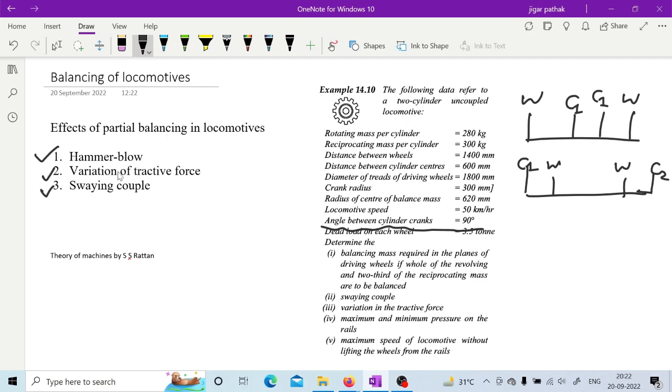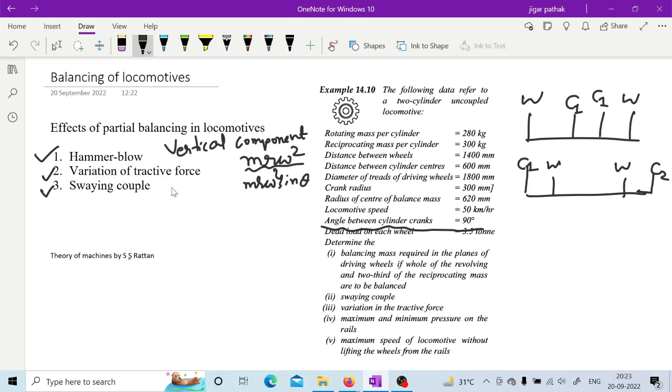So hammer blow is nothing but the vertical component which is trying to lift the locomotive, right? It is the vertical component as we have seen, and it has a maximum value of m r omega square, because its vertical component is nothing but m r omega square sin theta, and its maximum value will be m r omega square only, right? And it is going to consider only the reciprocating part, right? So this is the hammer blow which is acting in the vertical direction. These things you need to remember, because sometimes short questions may also be asked from these concepts only, right?